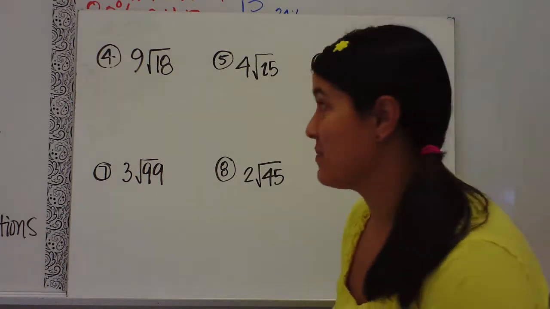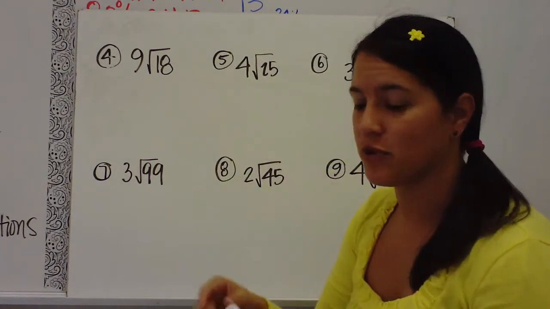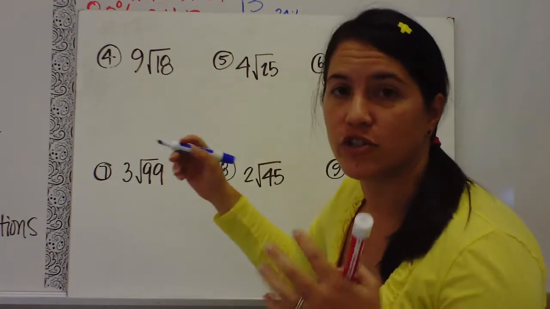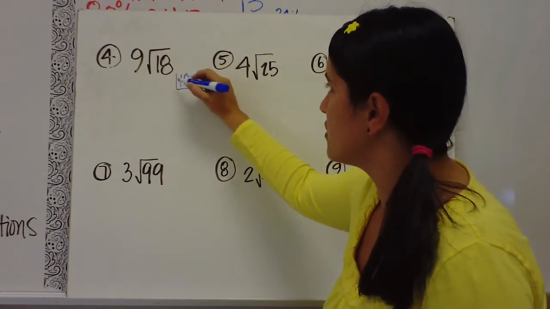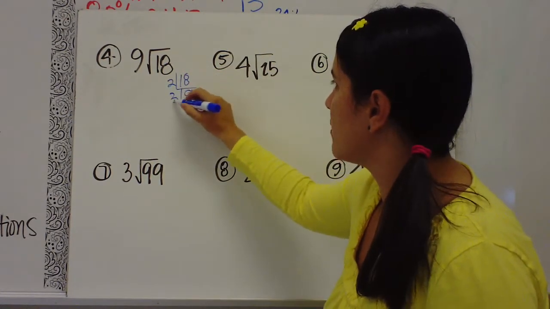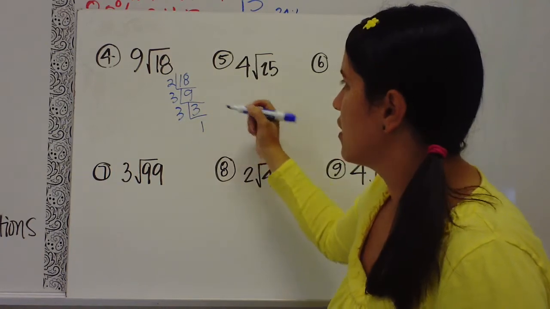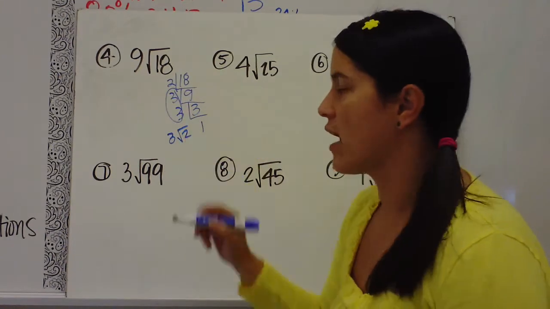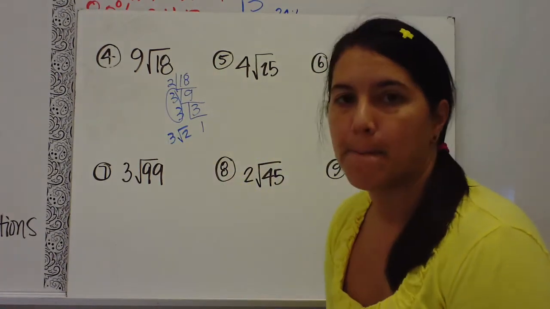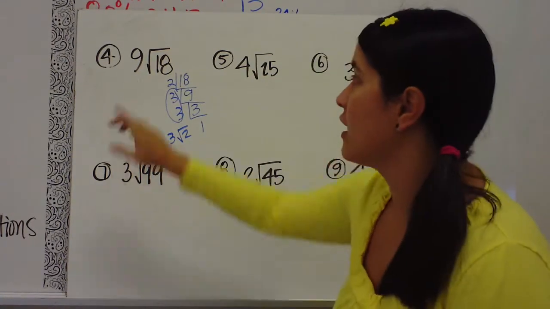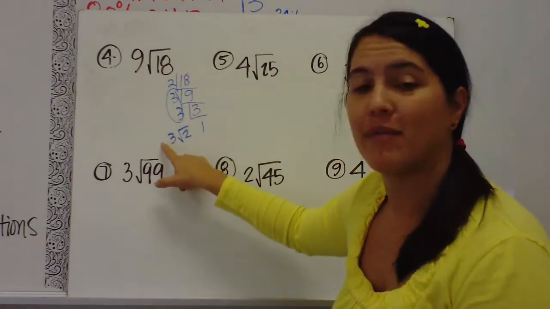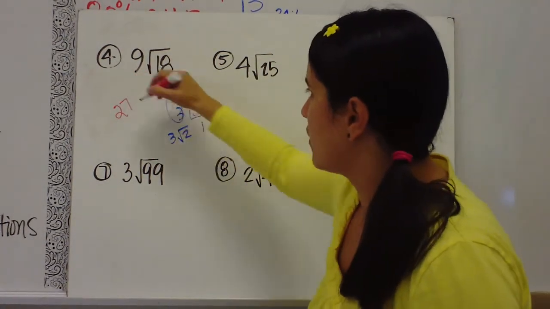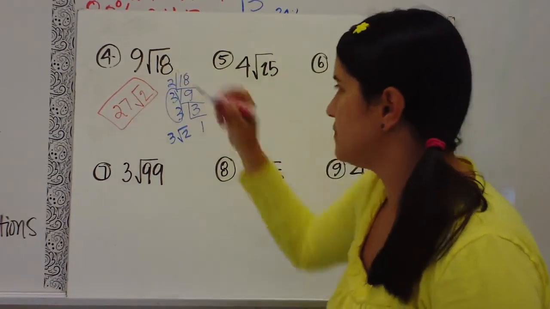Okay, so more examples. 9 times the root of 18. 18 is not a perfect square, so you can use upside down division or a factor tree. I'm just going to show you upside down division. Divided by 2, divided by 3. So I have a pair of 3s that can come out, and a 2 left under the radical. If you did a factor tree, you should hopefully get the same thing. So my 9 on the outside is going to multiply by my 3 on the outside. 9 times 3 is 27, and then root 2. So that will be your answer.